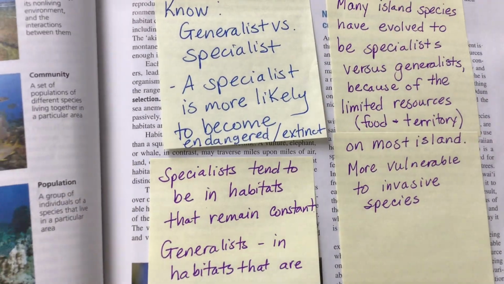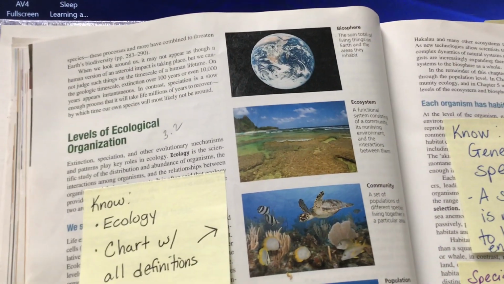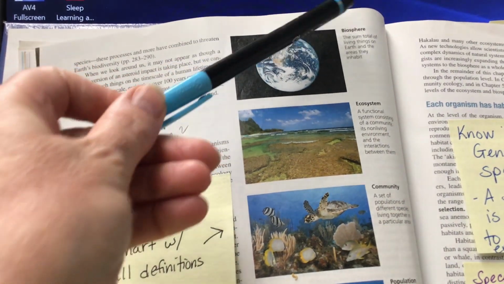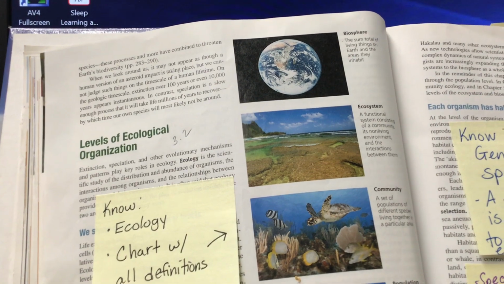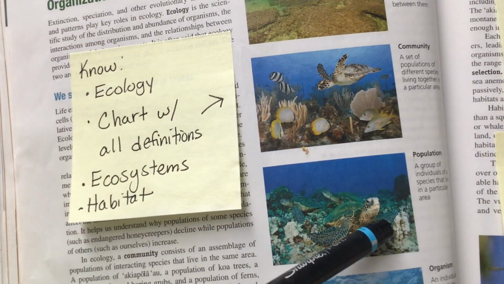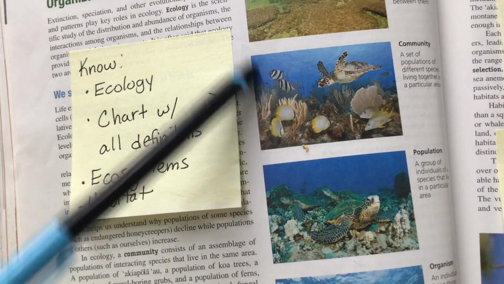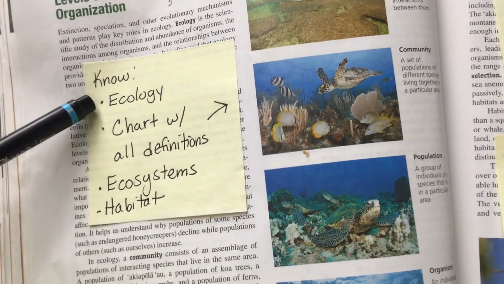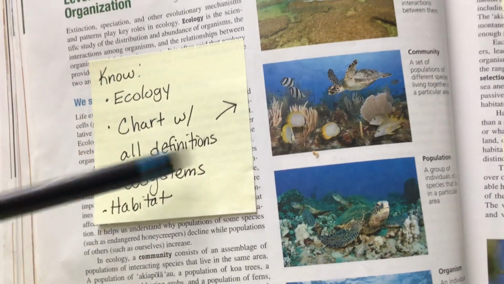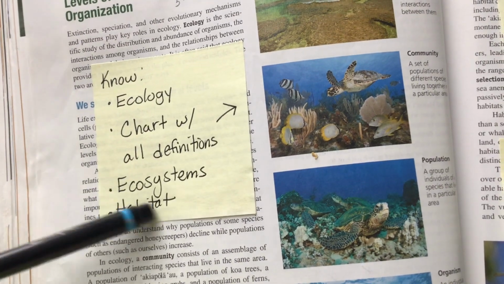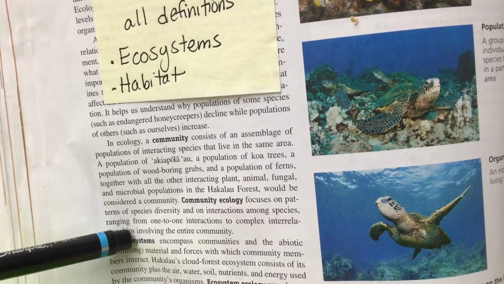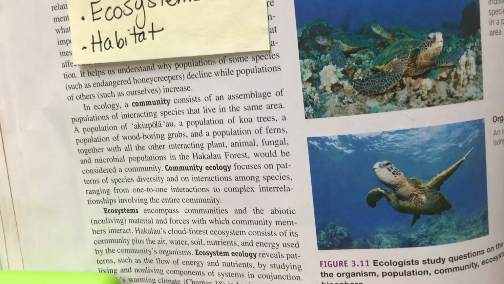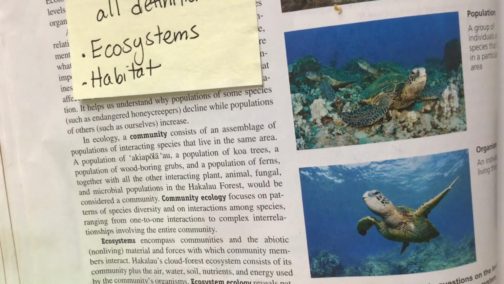Turn to page 60. Know this chart here, so know when we are discussing what a biosphere is, know what that means, what an ecosystem is, a community, a population, and an organism. So make sure that you know what all of these things mean. The definition of ecology, the chart, the definition of an ecosystem, which is also down here, so make sure you read it down here as well, and the definition of habitat, which is the place that a species lives.